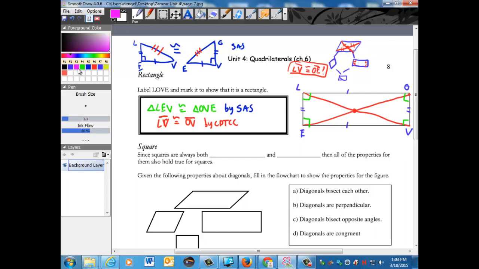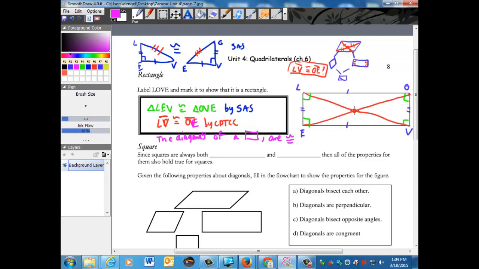All right, well, the last thing that I want to say is, since segment LV is congruent to OE, sorry, let's change this to OE, excuse me. Since these two diagonals are each the same length, we want to say that the diagonals of a rectangle are each the same. They're each congruent.